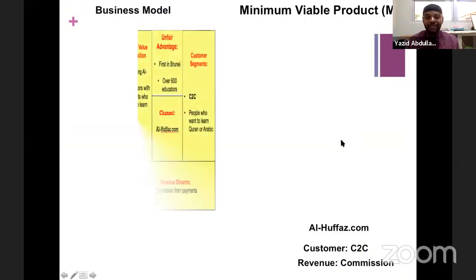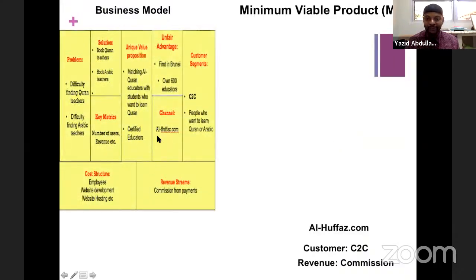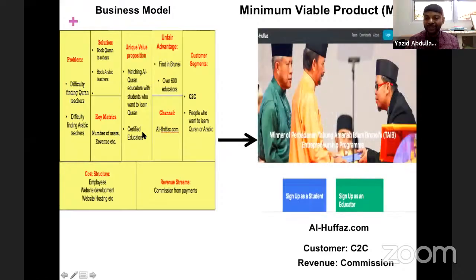And the business model canvas that you build, once you have built it, the next thing is you have to design a product that reflects your business model. Can you see this is what Al-Hufaz did? This is the canvas, and the website design actually reflects the business model canvas. Can you see it is C2C? You see it says sign up as a student, sign up as an educator. You can clearly see it's C2C, it reflects it.